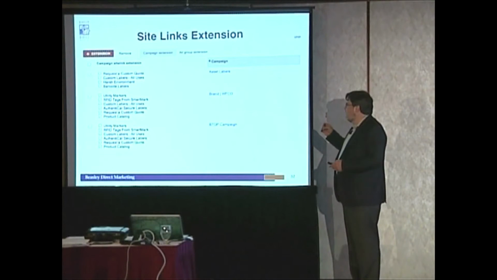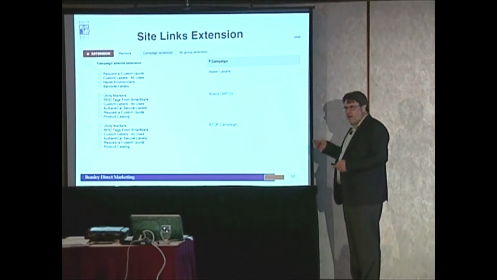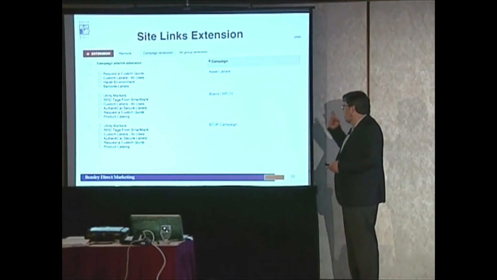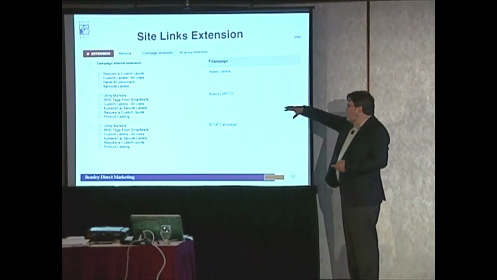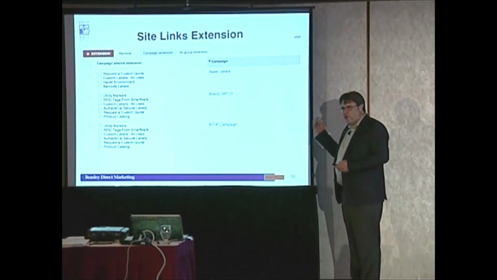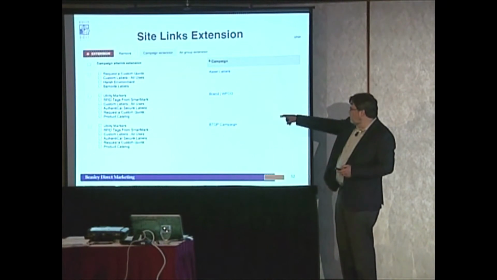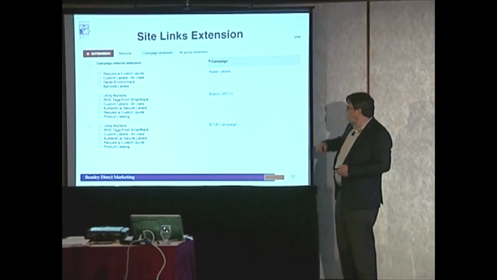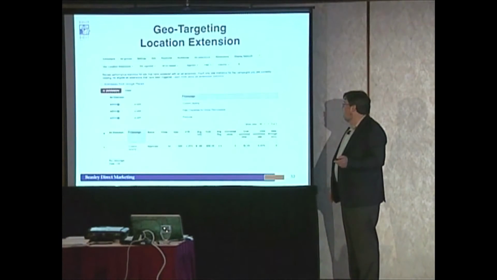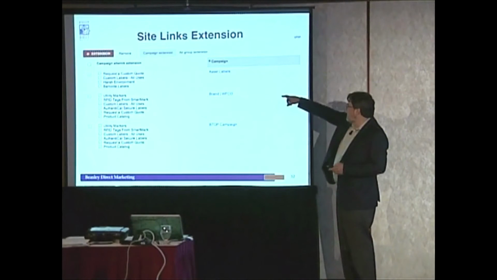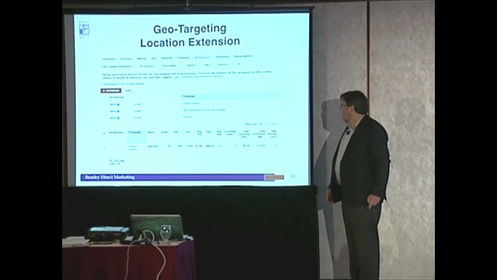You set up your Sitelinks extensions at a campaign and at an ad group level. It's easier to keep them at the campaign level. It's a little cleaner. You can have one Sitelinks extension and share it across multiple campaigns. It's not an either or. So you can see we have product catalog, request a custom quote on the bottom two campaigns, and the top campaign we have request a custom quote again. But again, we can set them up at the campaign level or the ad group level.